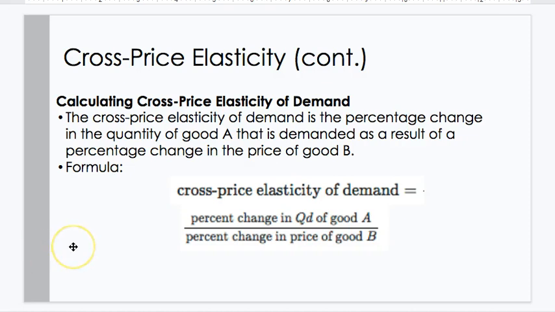Continuing on, we could calculate cross-price elasticity of demand. It's the percentage change in the quantity of good A that is demanded as a result of a percentage change in the price of good B. So here's the formula: percentage change in quantity demanded of good A over percentage change in price of good B.